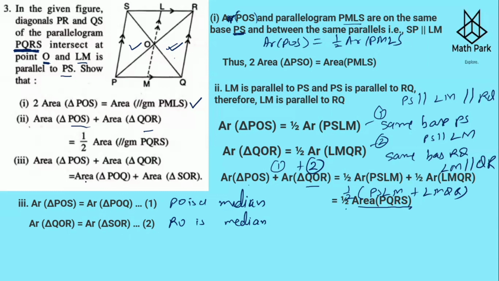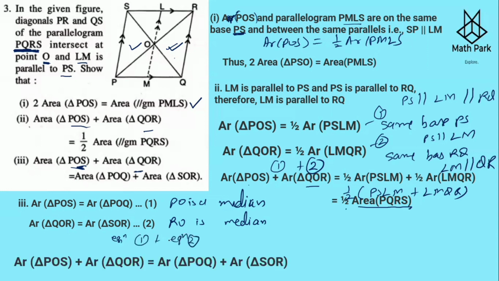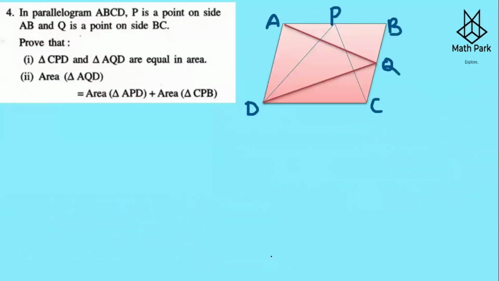Now, you are asked to prove, let us add these two equations because it is POS plus QOR. When we add LHS and LHS, just adding these equations, equation 1 plus equation 2, and we are done with the proof. Adding these two equations, area of POS plus area of QOR is equal to area of POQ plus area of SOR. Got it?